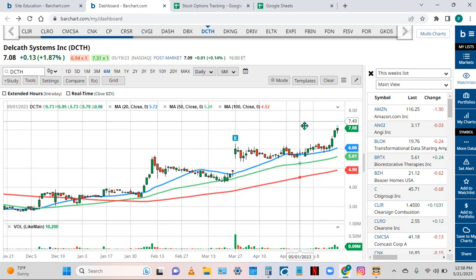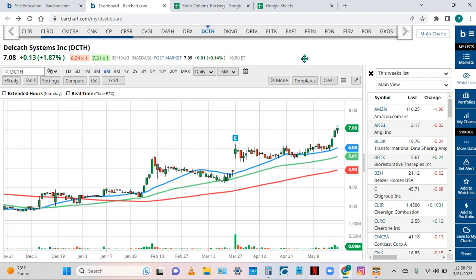Looks like a continuation trade on that symbol. I just want to make a quick comment on that.